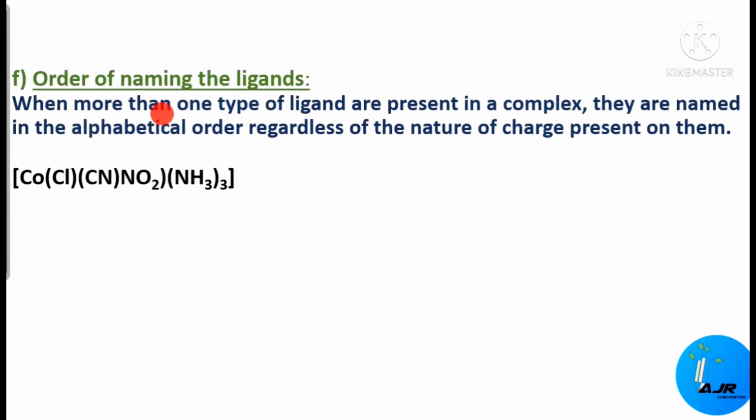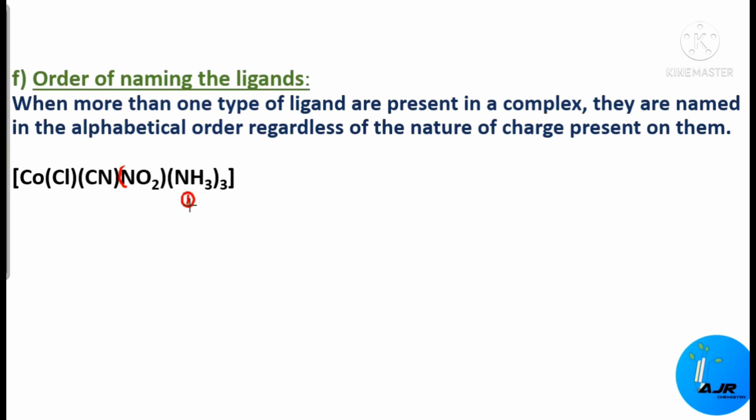The final rule is the order of naming the ligands. When more than one type of ligand is present in a complex, they are named in alphabetical order regardless of the nature of the charge present on them. See here, what are the ligands present here? Chloride, cyanide, nitro, and then amine. Based on the alphabetical order, which comes first? Amine will be coming first.